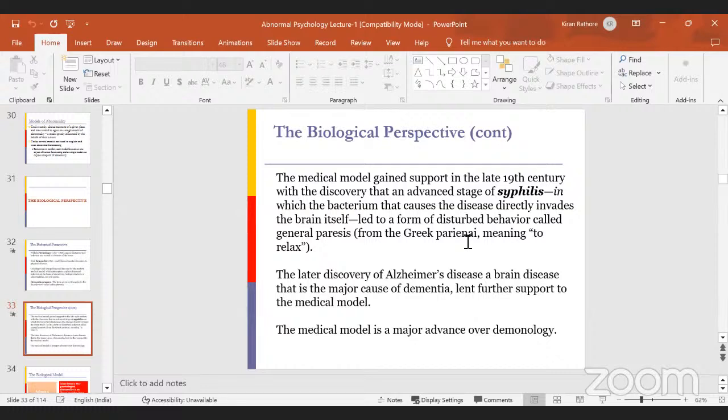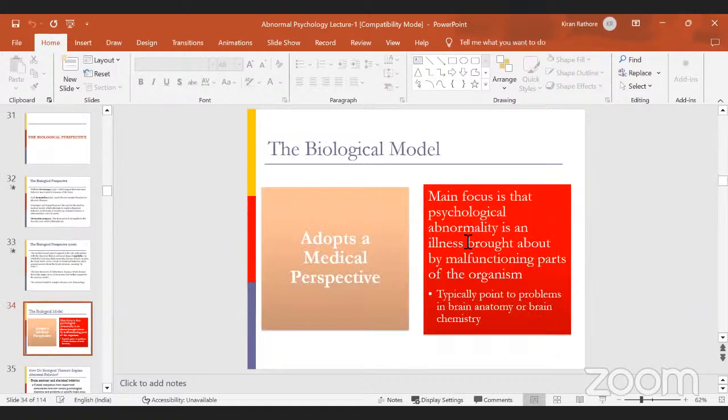Okay, so this medical model, this advancement in scientific inquiry, led to a major advance over demonology, where they used to believe that evil spirits had taken control. Because of all these discoveries one by one, the syphilis infection, then finding out that dementia is caused because of illness in the brain, all this led to support of the medical model. So the biological model adopts a medical perspective.